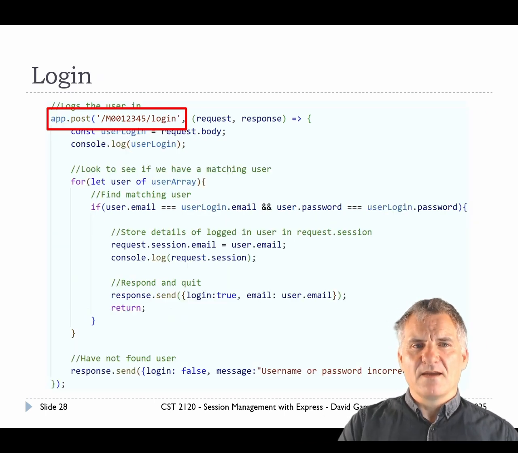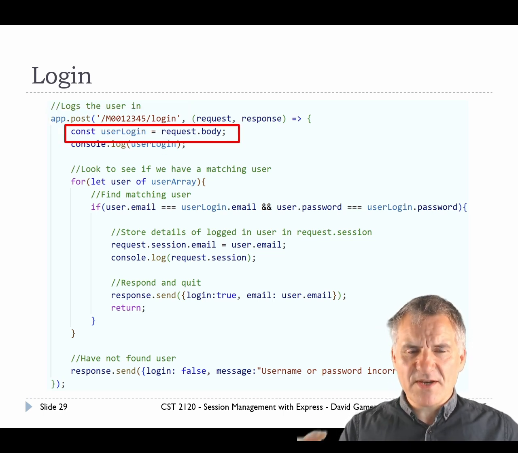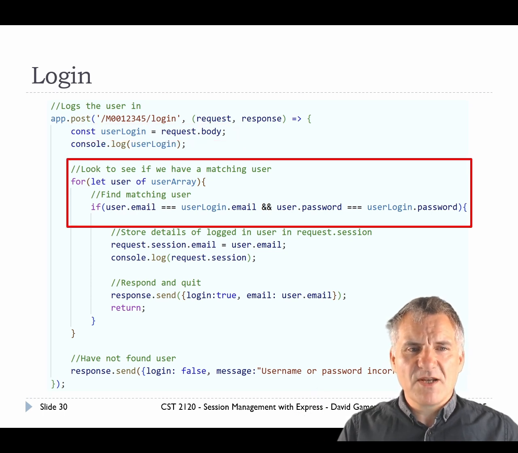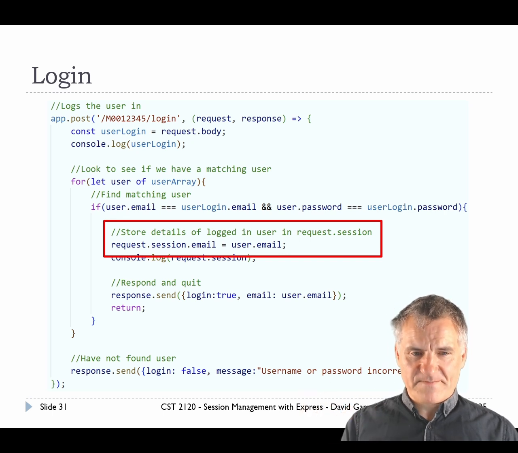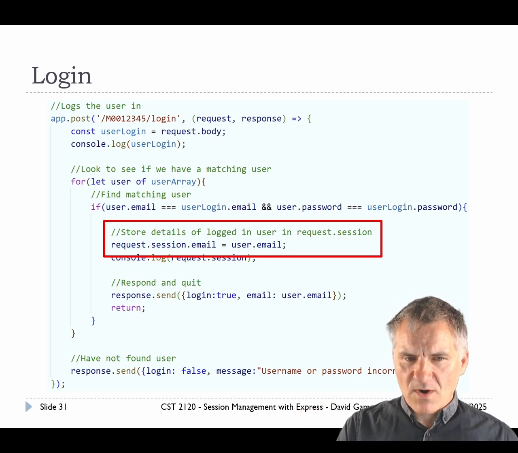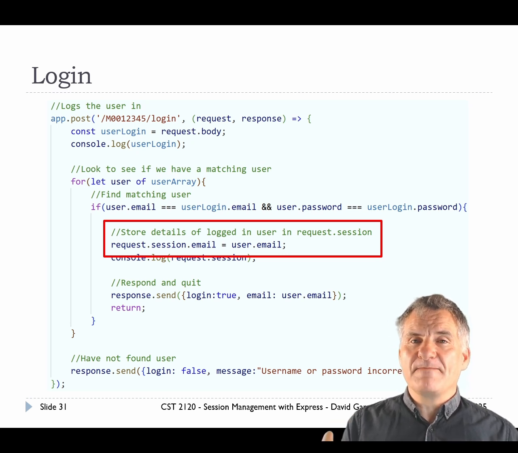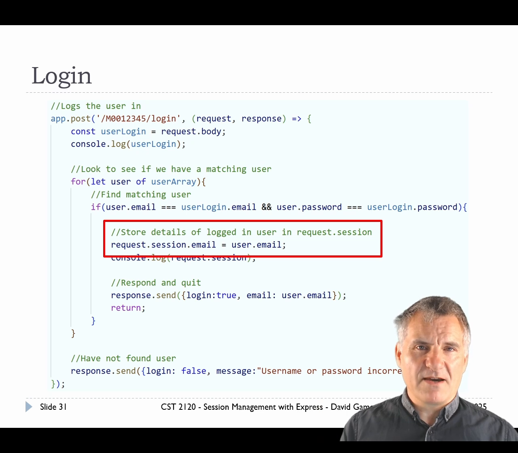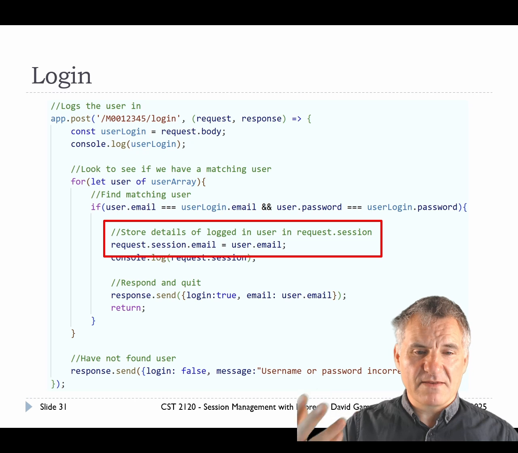Now we come to the more important part, the login path. So what I'm doing is I'm sending the login data, email, username, that kind of stuff. And then I'm looking inside the user array to see if the email and the password match any of the entries in there. And then this is the new bit of code that I'm covering here. What I'm going to do is store the email of the logged in user inside the request session. So it's just like we stored the email inside the logged in user variable, but in this case it's going in the request session instead.